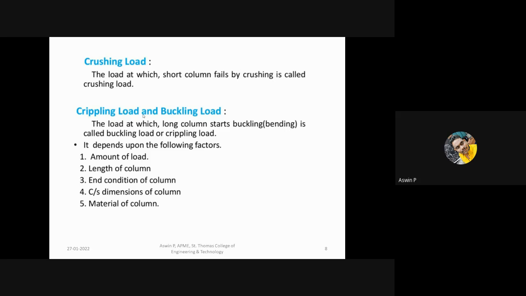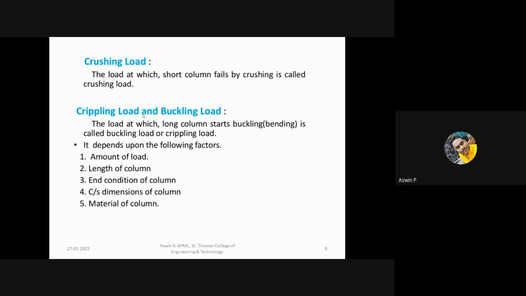Both these loads, that is crushing load or crippling load, depend on the following factors. We have to derive the equations of Euler's as well as Rankine's according to these terms. First one is the amount of load, how much load is acting on the column, which will affect the crushing load or crippling load. In the case of a short column, that is crushing load. In the case of a long column, that will be crippling load. And the length of the column. According to the length of the column, only we can understand whether it's short or long. So the length of the column is very important. And the next one is the end condition of the column.